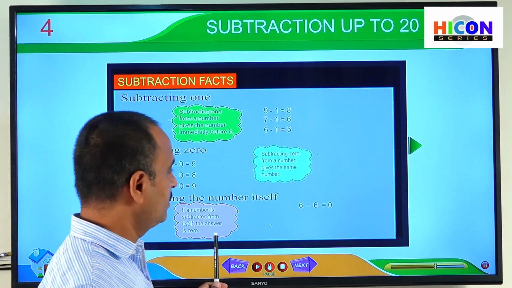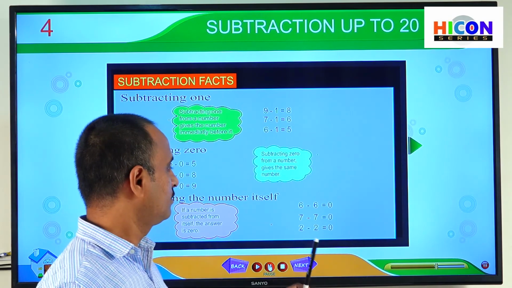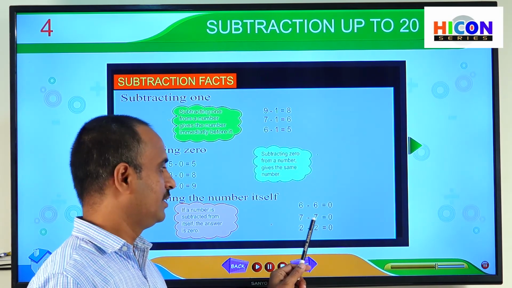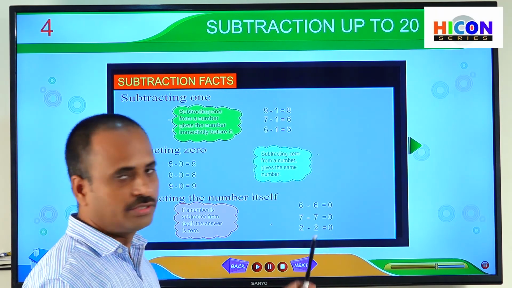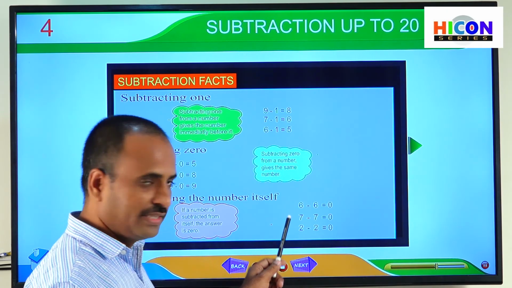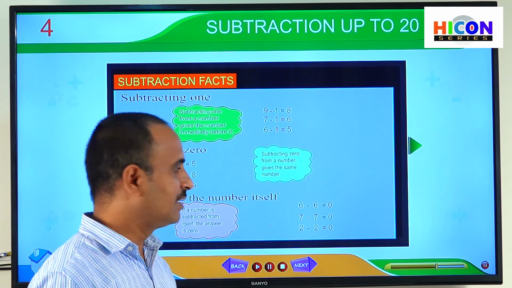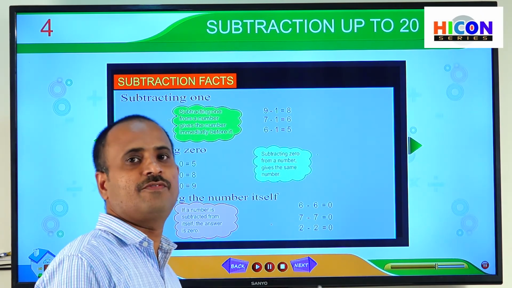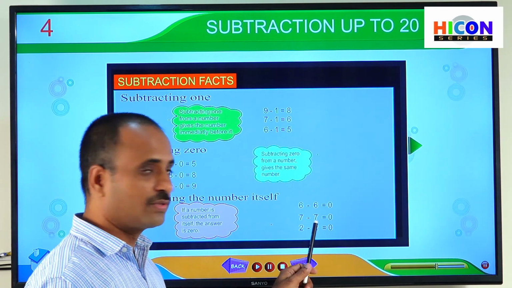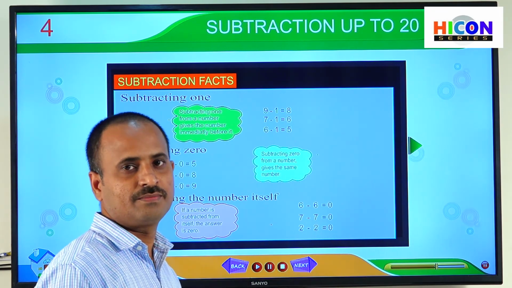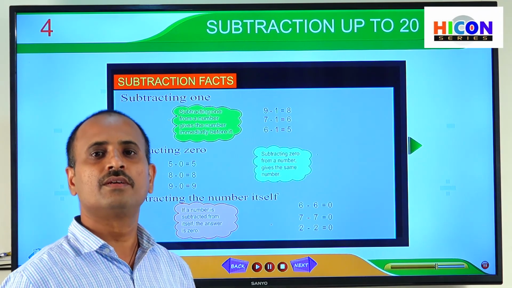For this third fact, 6 minus 6 is equal to 0. 7 minus 7 is equal to 0. 2 minus 2 is equal to 0. So children, observe these 3 examples. In the first example, they have subtracted 6 from 6. That means a number is subtracted from itself. The answer is 0. Again, see the second example. Here also, 7 is subtracted from 7. That means a number is subtracted from itself. The answer is 0. That means the difference is 0.